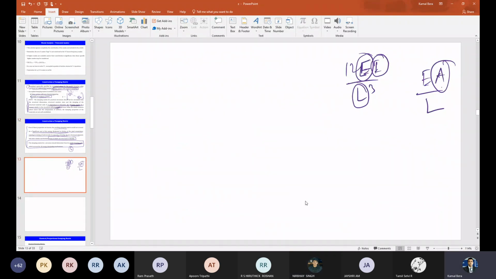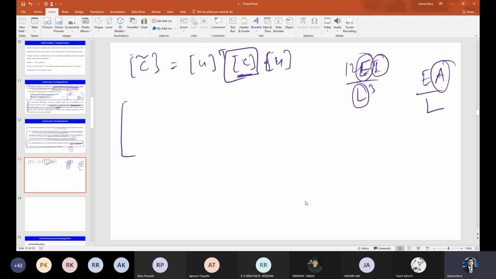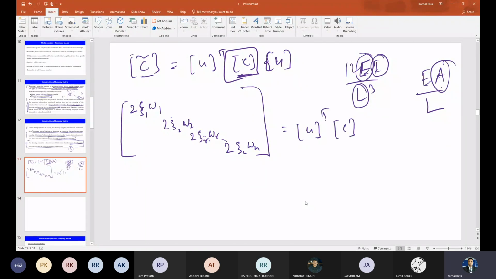So now, C tilde is equal to what? Let me just write it here: U transpose C into U. I want to construct this matrix, and if it is a classical damping matrix, we are talking about classical only. Then this matrix is 2 zeta 1 omega 1, 2 zeta 2 omega 2, and so on, up to 2 zeta n omega n. For the rth entry, 2 zeta r omega r, diagonally. That is U transpose C into U.